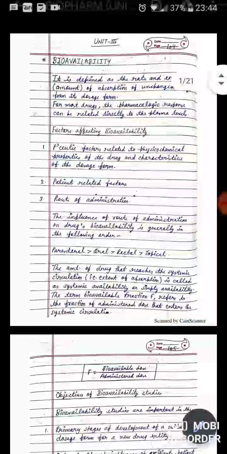It's an absolute term, you can say, that the rate at which the drug is absorbed is an important consideration when rapid onset of action is required.